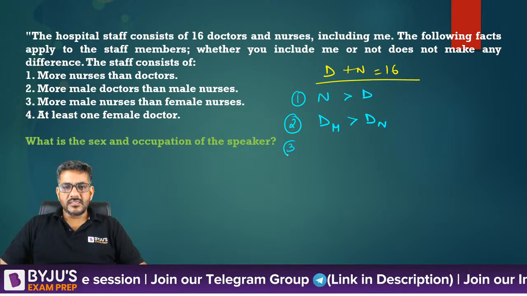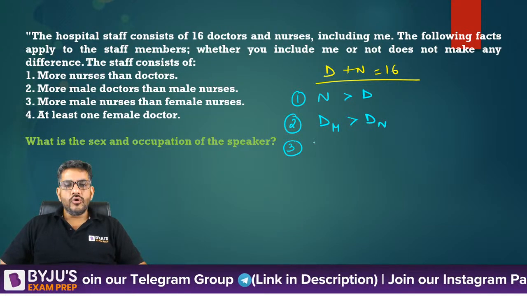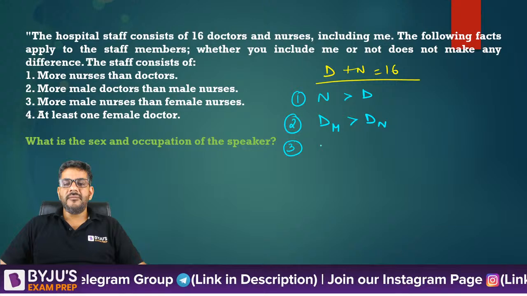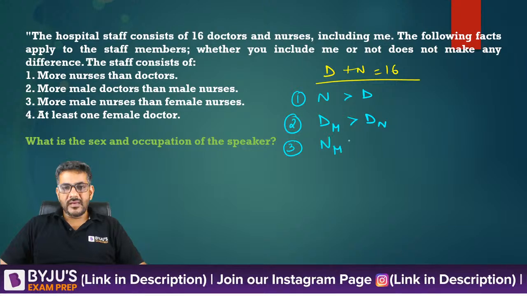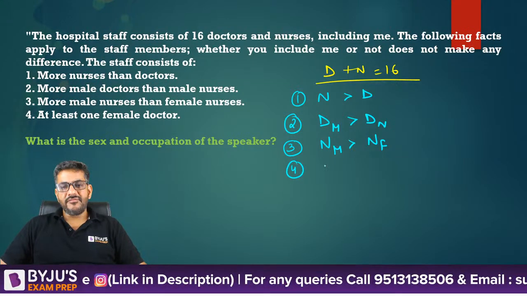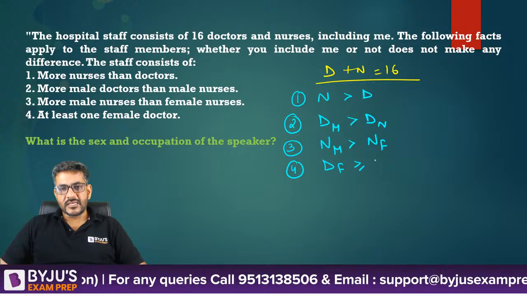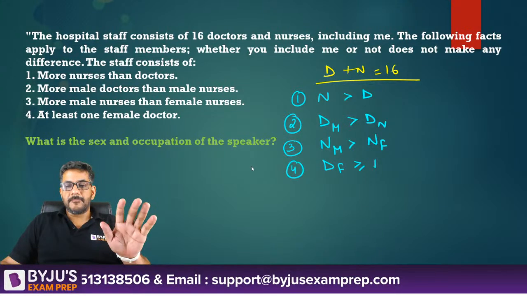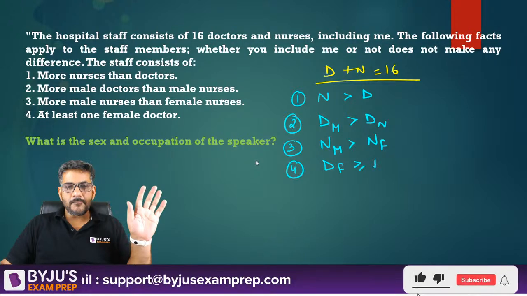Third statement. More male nurses than female nurses. So more male nurses than female nurses. And fourth statement, at least one female doctor. So female doctors are greater than or equal to 1. These are the four statements. I hope you all are okay with this. ये सब समझ गए हैं?